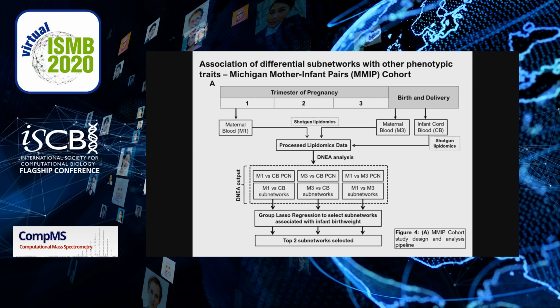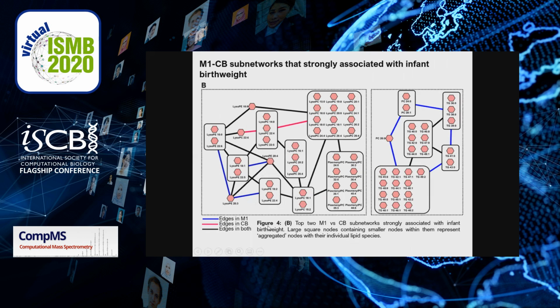We generated DNEA subnetworks from pairwise comparisons between the time points and tested the association of these subnetworks with infant birth weight using a methodology called group lasso regression. Group lasso regression prioritized subnetworks containing lyso-PCs and lyso-PEs, as well as another subnetwork containing PCs and TGs to be strongly associated with infant birth weight.